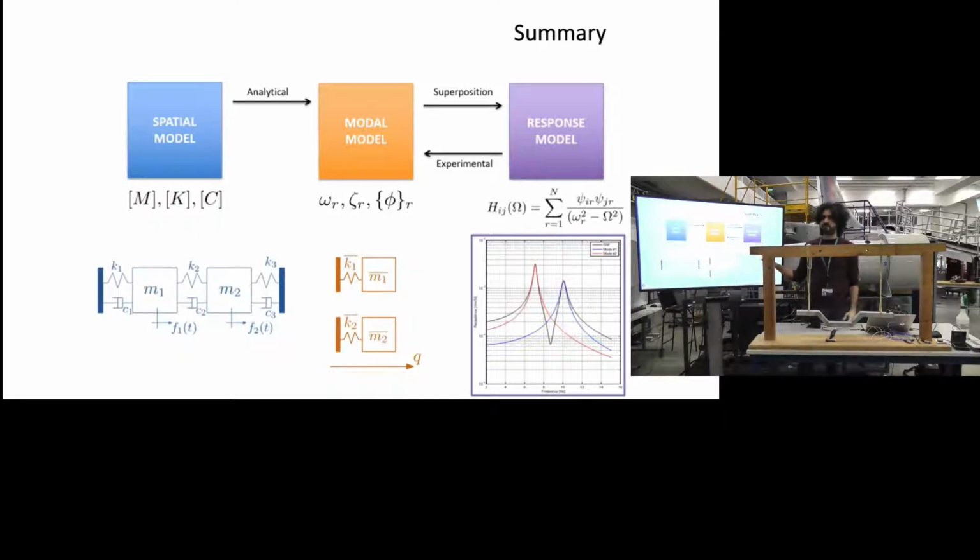and this is called the response model. Now, the response model has the nice characteristic that we can measure it directly. The response model is just output over input. It's how much the mass is displacing over how much force is getting applied. And so we can pass from the response model to the modal model by means of experimental modal analysis.